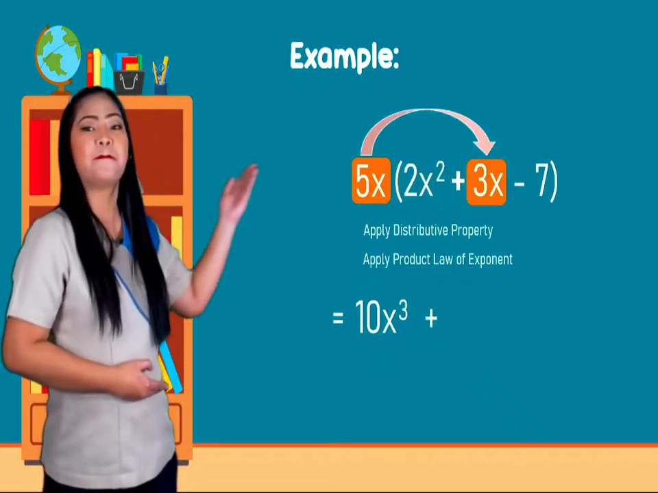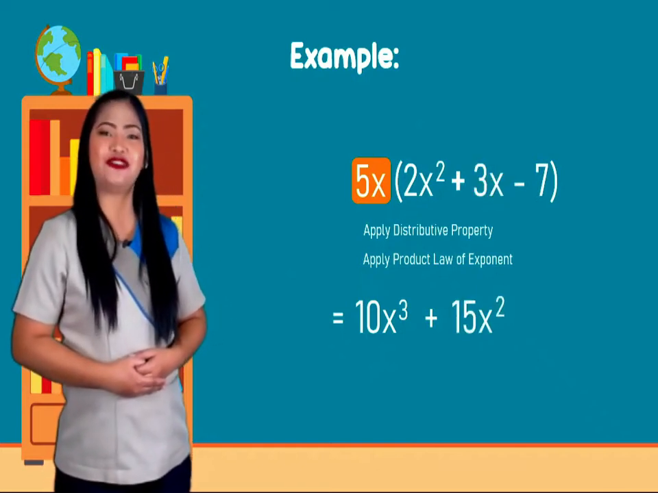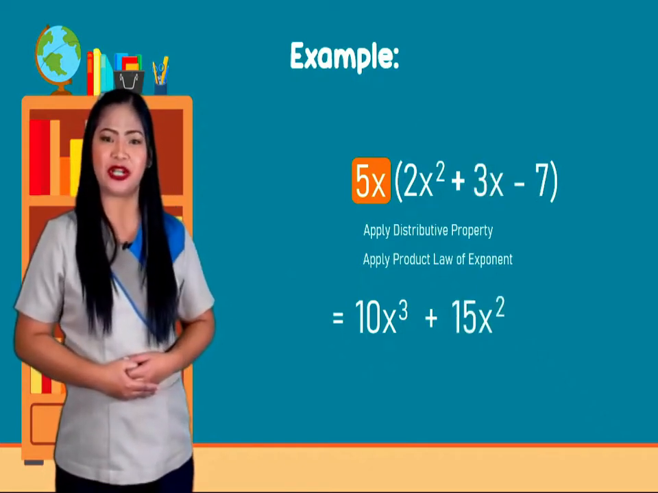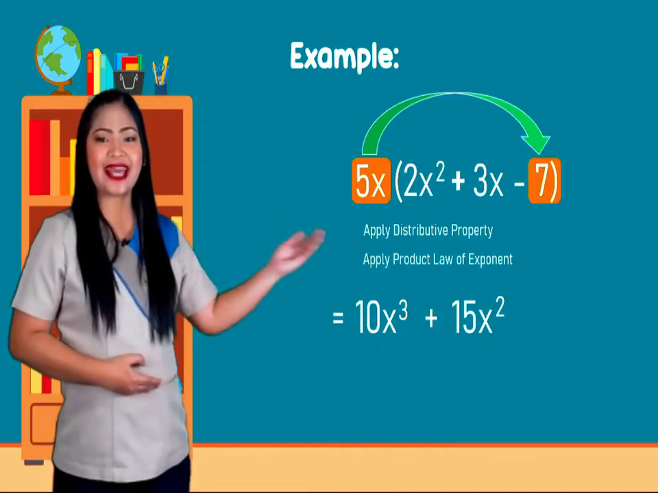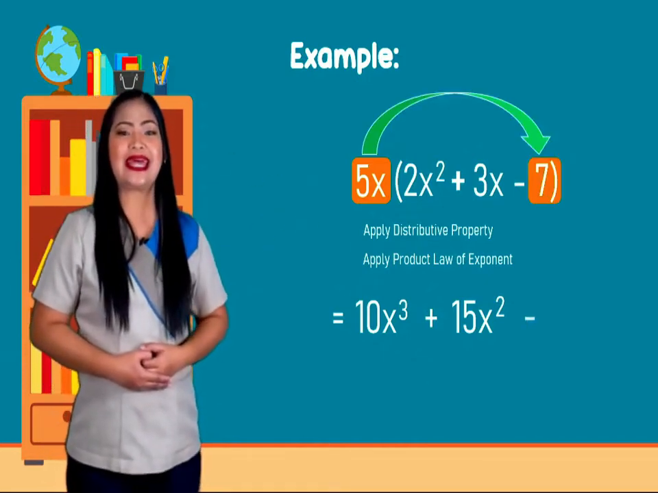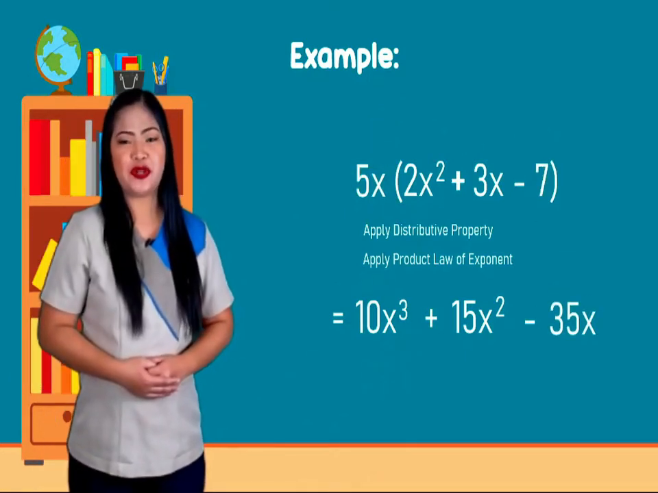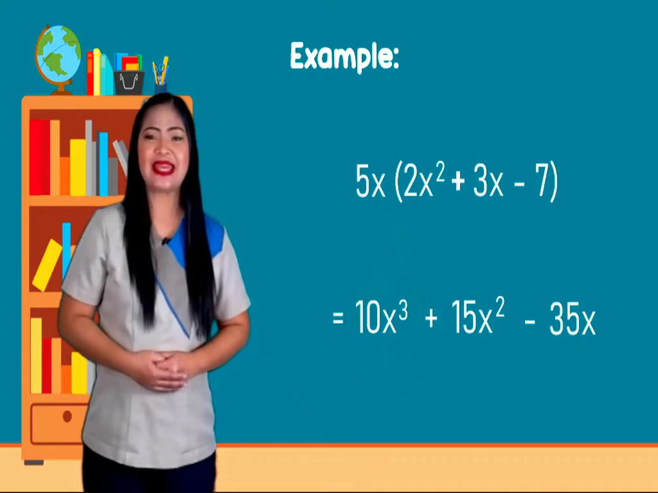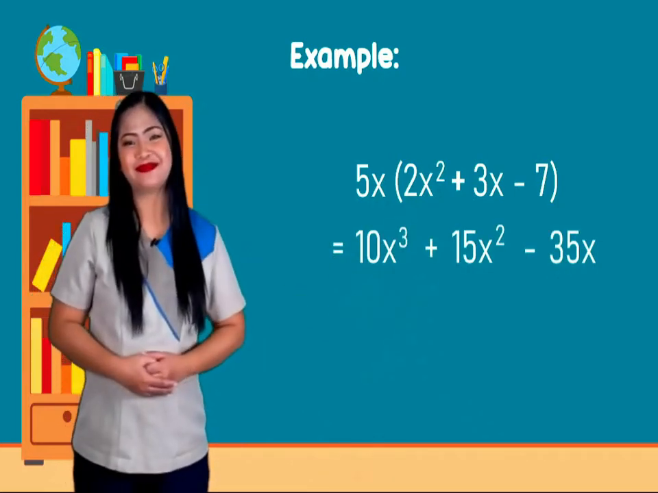5x times positive 3x will be 15x raised to the second power. And 5x times negative 7 will be negative 35x. Since there are no more like terms here, this will be our final answer.